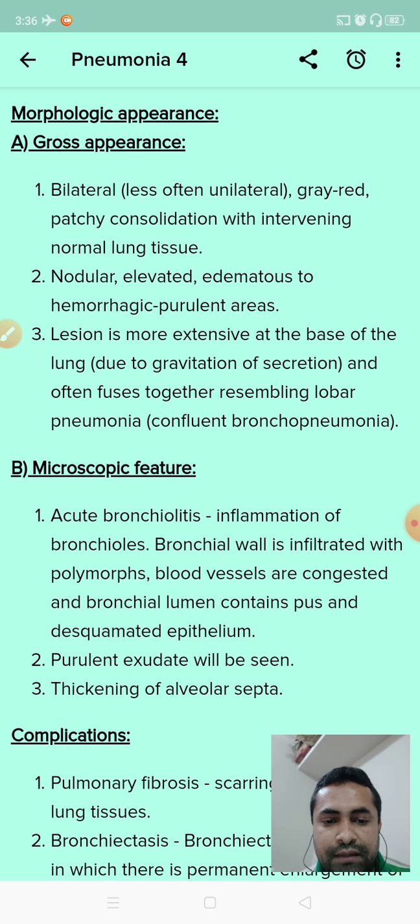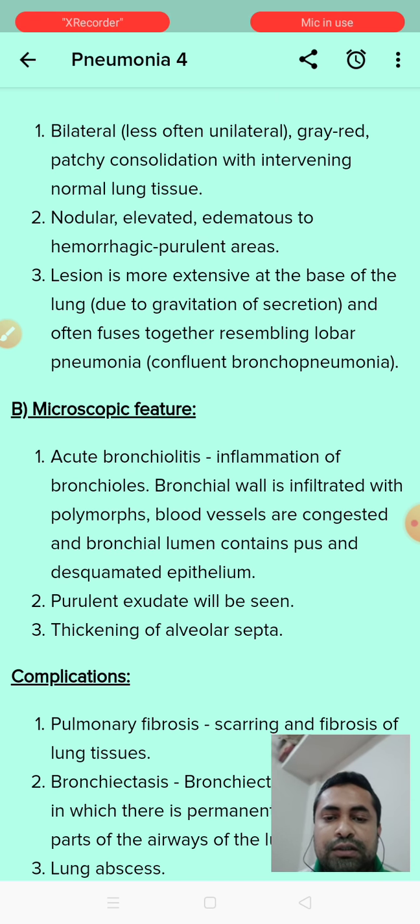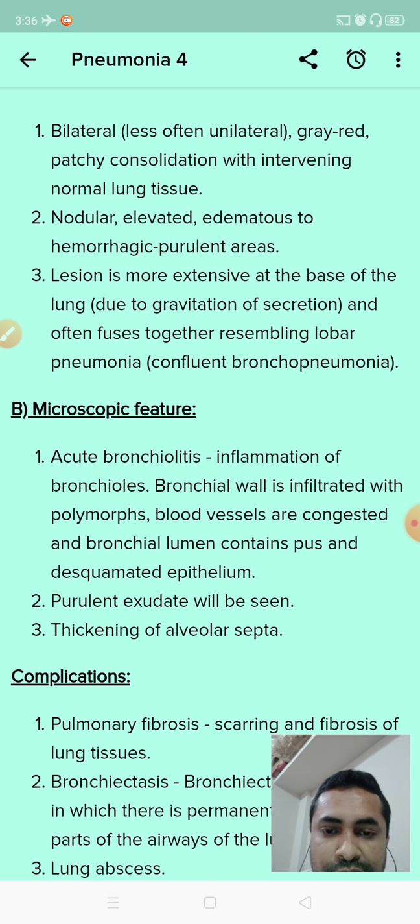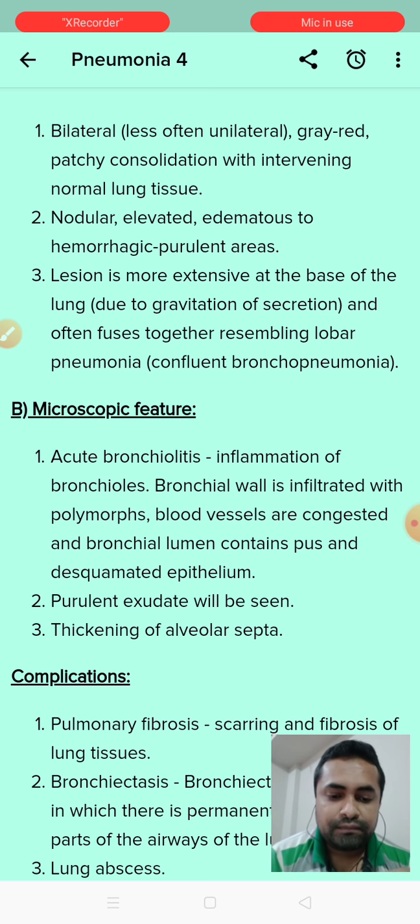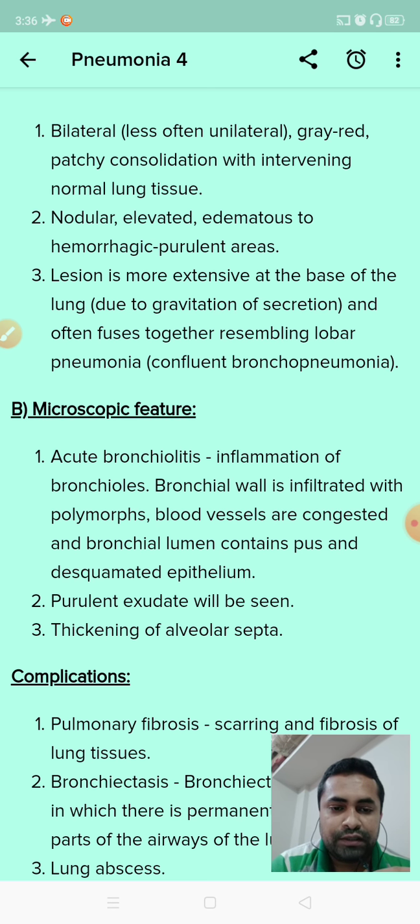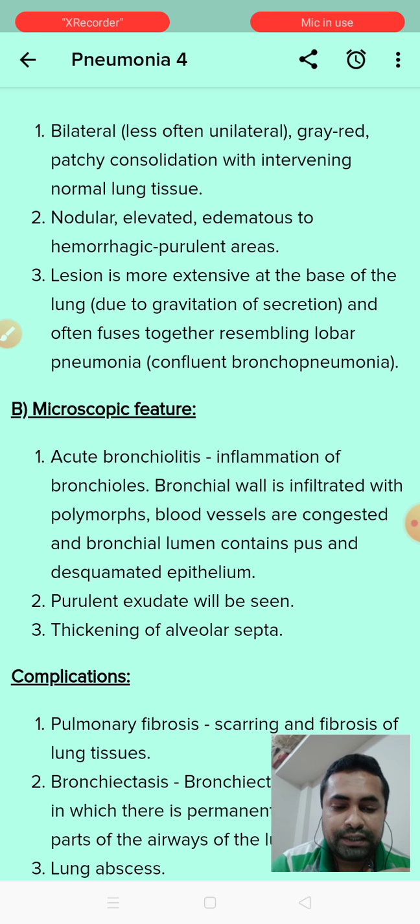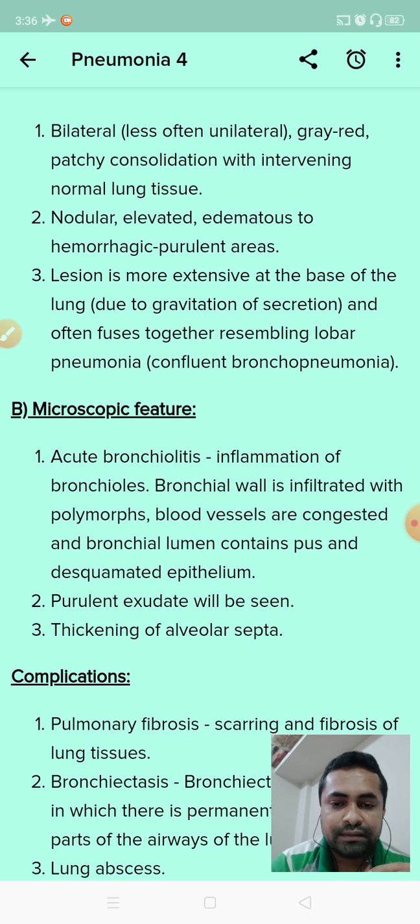Okay. Now coming to microscopic features. So first, there will be signs of acute bronchiolitis. Bronchiolitis is inflammation of bronchioles, and in the bronchial wall, what things will you see? You will see that the bronchial wall is infiltrated with polymorphs. All these things are seen in inflammation. Polymorphs are seen in the bronchial wall, blood vessels are congested, and the bronchial lumen contains pus and desquamated epithelium. So these are signs of acute bronchiolitis.